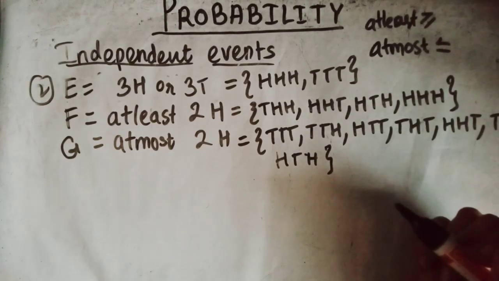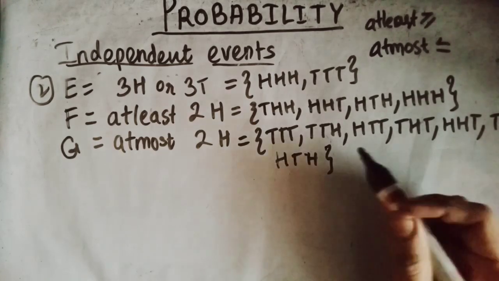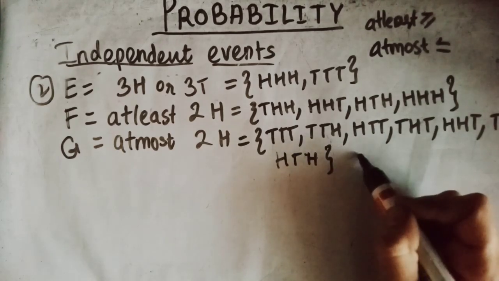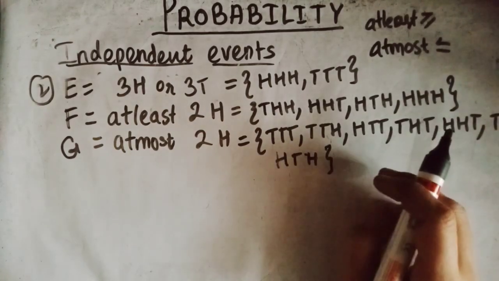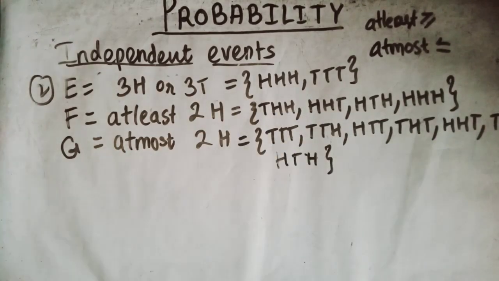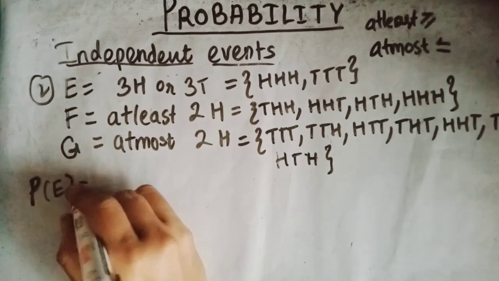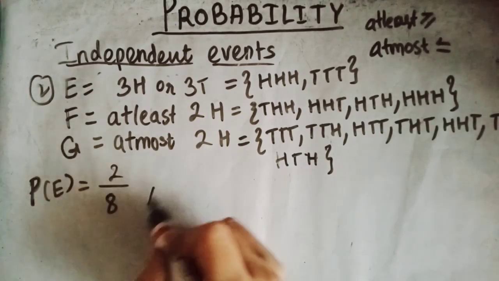Yeah. And sample space will contain, here if I add HHH, then it becomes a sample space, right? So sample space will contain 8 elements total. Okay. Now let's find the probability of each one. So total we know 8 are there. So this is 2 by 8.